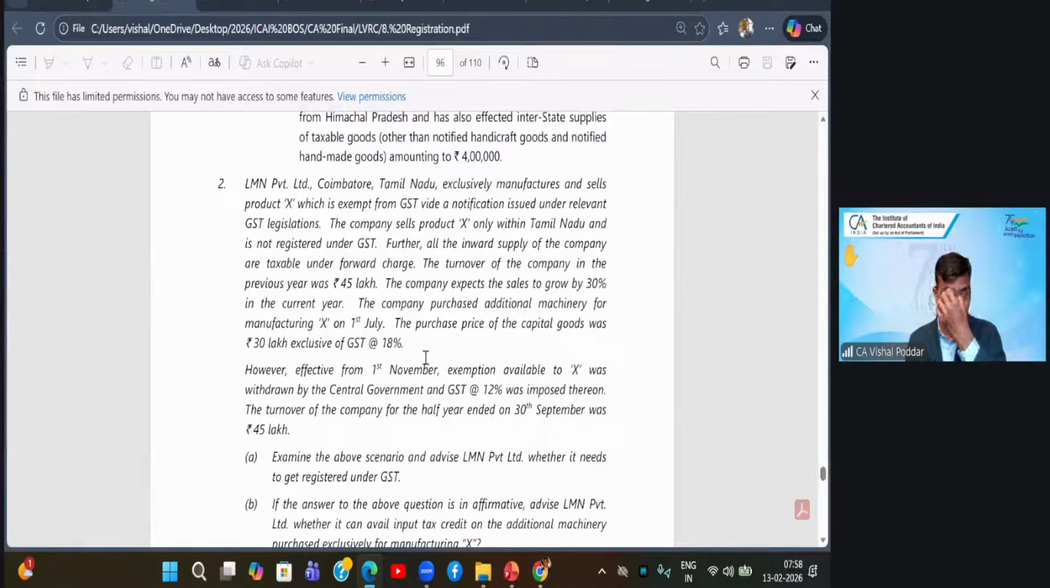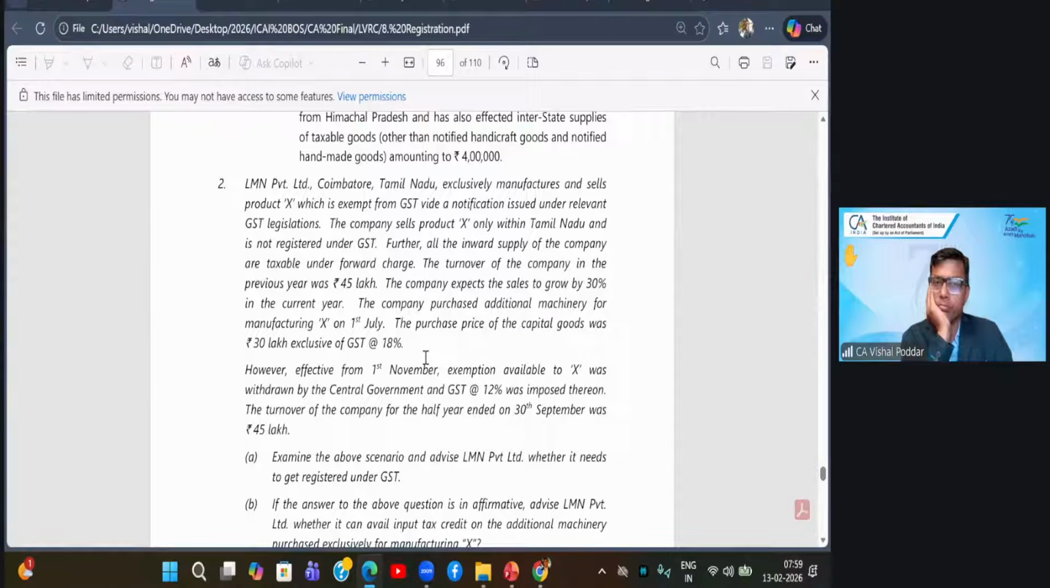LMN Private Limited, Coimbatore, Tamil Nadu, exclusively manufactures and sells product X, which is exempt from GST vide notification issued under relevant GST legislations. The company sells product X only within Tamil Nadu and is not registered under GST. Further, all the inward supplies of the company are taxable under forward charge. Turnover of the company in the previous year was rupees 45 lakhs. The company expects the sales to grow by 30% in the current year. The company purchased additional machinery for manufacturing X on 1st July. Purchase price of capital goods was rupees 30 lakhs exclusive of GST at the rate of 18%.